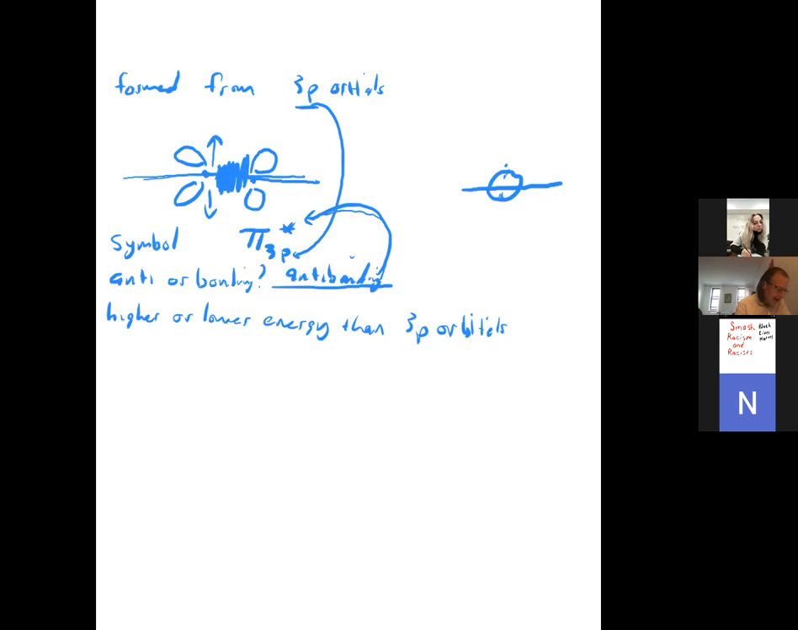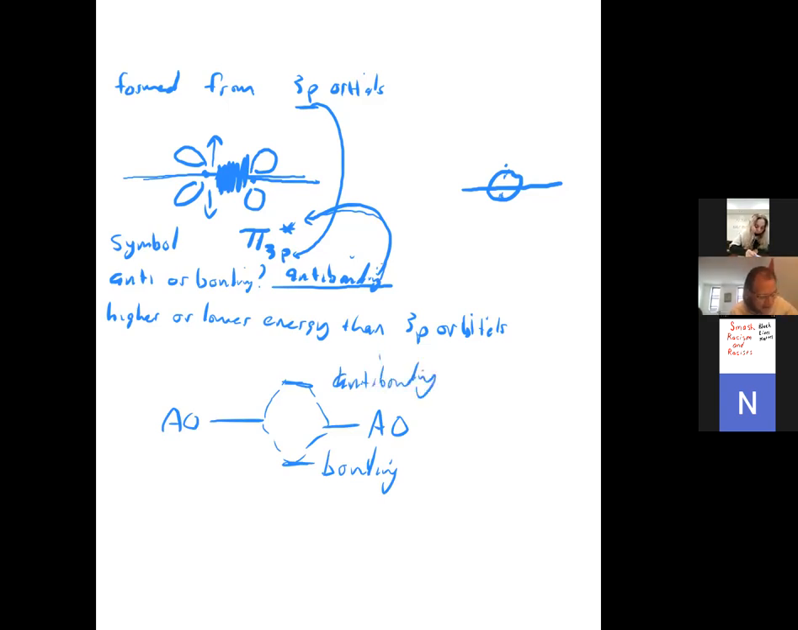And then the last question is, is this higher or lower? That's simple. It's always the case that you take your AOs. If it's bonding, it's lower. If it's antibonding, it's higher. Since we already determined this is antibonding, it's higher in energy.